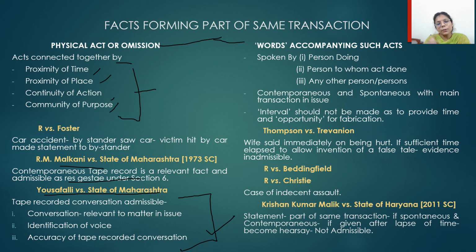There are three things. First, the conversation must be relevant to the matter in issue. Second, there must be identification of voice, and no tampering with the recording. And third, there is accuracy of the tape recorded conversation. So these cases highlight that a physical fact or omission forms a part of the same transaction.